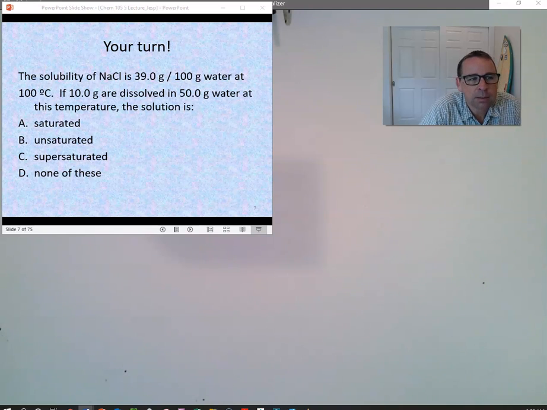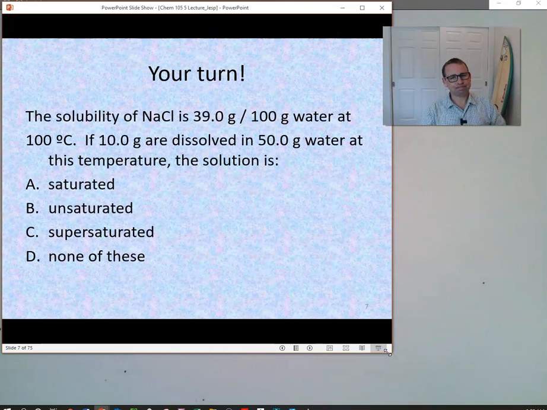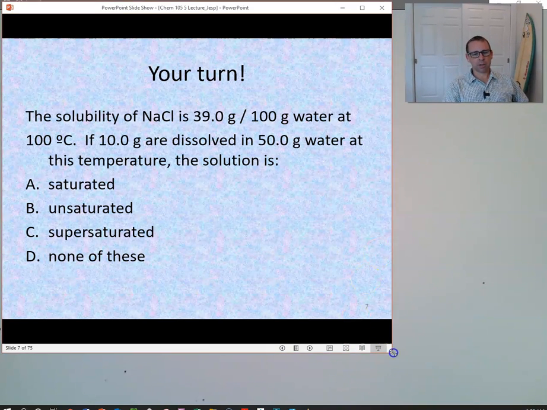So in this case, we're at 100 degrees, and we know that at 100 degrees we can put 39 grams of salt into 100 grams of water. And we want to know, if I put 10 grams of salt in 50 grams of water at the same temperature, is the resulting solution saturated, unsaturated, or supersaturated? Okay? How do you think we would be able to think about this question?